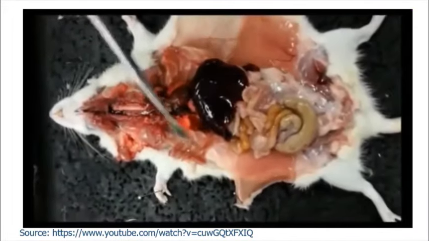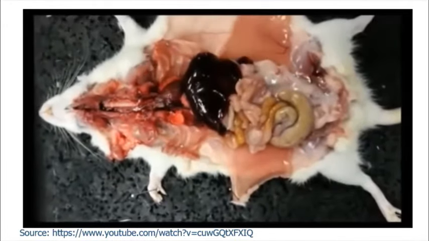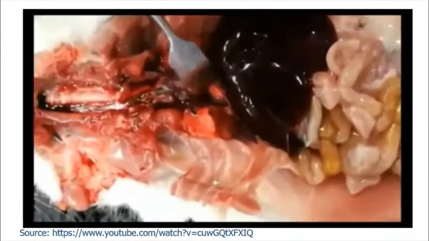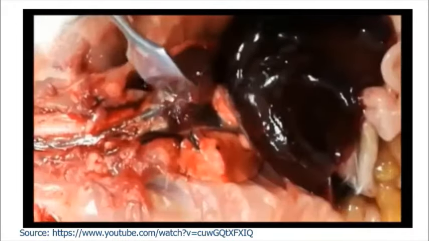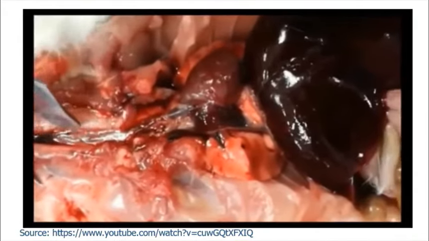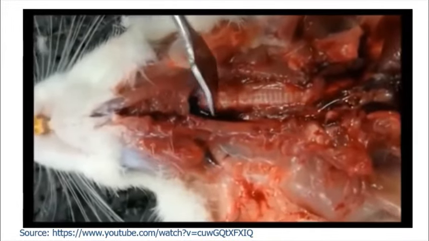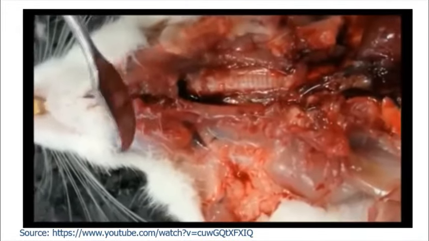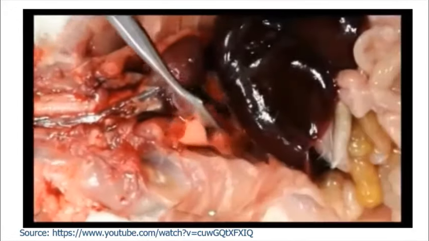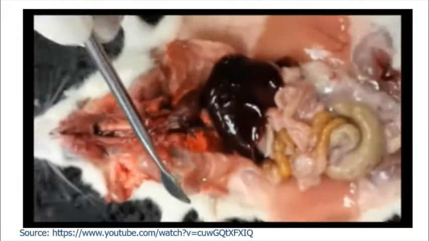Okay, after the dissection, we are going to identify the internal organs of the rat. Firstly, we can see here, this is the heart, in the circulatory system. Then this one is the trachea in the respiratory system, and here is the larynx, in the respiratory system also. This one is the lung, and then this one is the ribcage.